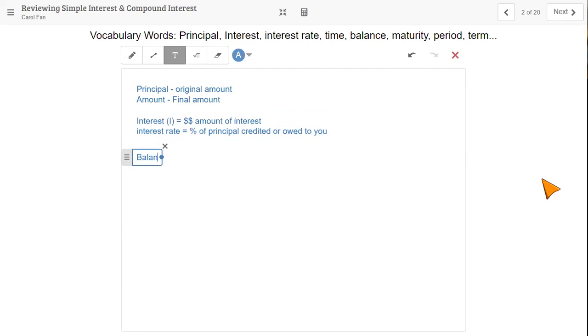Okay, the other words that are important, we have balance. This is what is currently in your account. The word maturity just means when a financial agreement ends. So let's say you were borrowing money. You borrow money for 2 years. So at 2 years, your loan matures, meaning you have to pay all of your money back plus the interest that is owed.